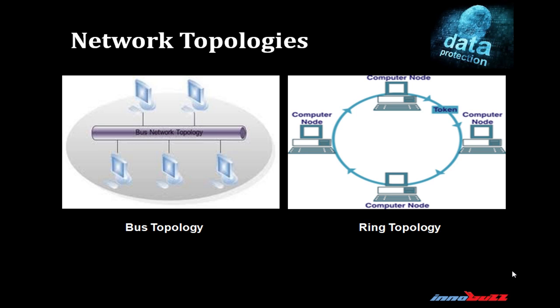A bus topology defines a multi-point configuration. One long cable acts as a backbone to link all the devices in a network. Left hand side diagram is of bus topology. Second one is ring topology. In a ring topology, each device has a dedicated point-to-point line configuration with only two devices on either side of it. A right hand side figure shows ring topology.